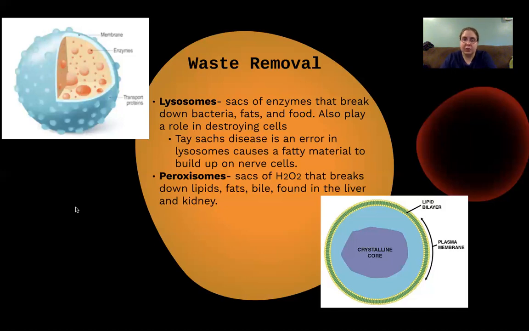All right, let's see, peroxisomes, which we see here. Very similar to lysosomes. They are sacks of something that breaks down other things. Like I said, these are both waste removal organelles. But the difference is, what are they filled with? What do they use to break down the material? Peroxisomes do not use enzymes like the lysosome does. They use hydrogen peroxide, H2O2. So hydrogen peroxide is in the peroxisome. Now this is good for breaking down lipids, fats, bios.